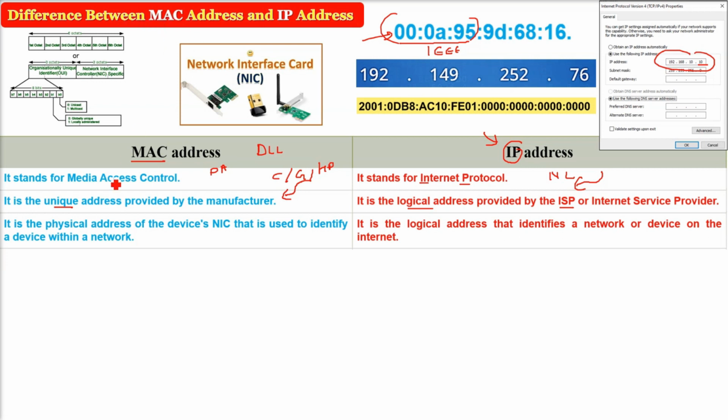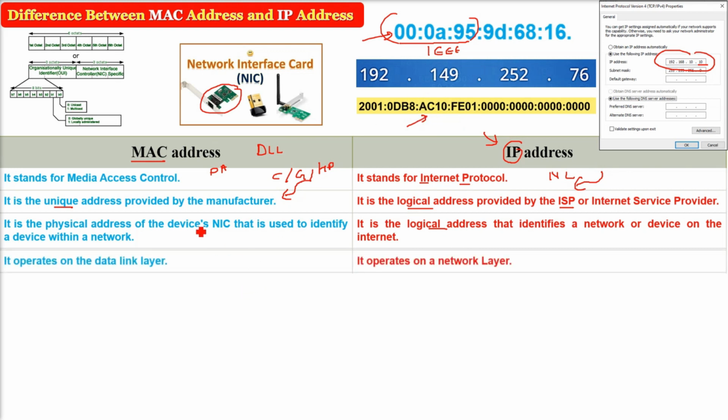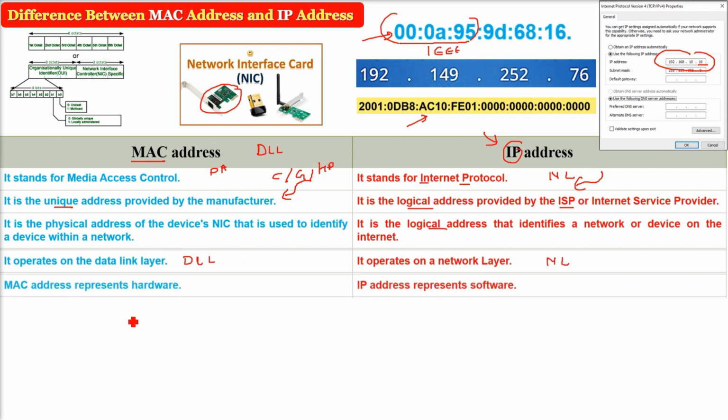The MAC address, as I said, is a physical address, and it is used to identify a device within a network. The IP address is doing the same thing, but it is a logical address. It is also identifying a network or device on the internet. The MAC address operates on the data link layer, the layer just above the physical layer. The IP address is at the network layer.